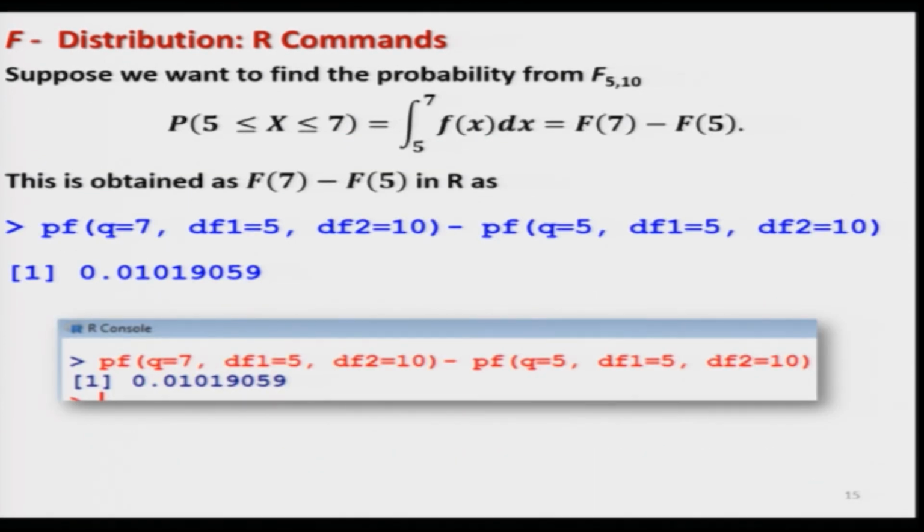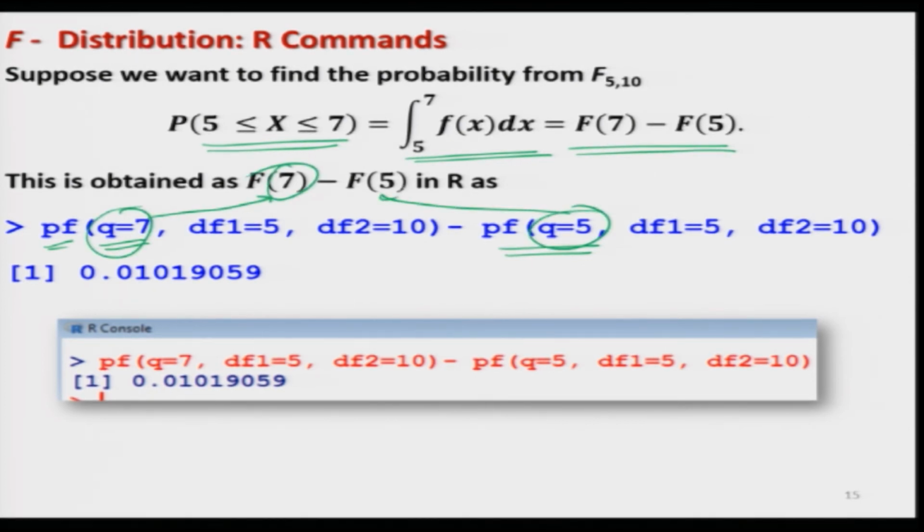And if you want to compute the probability that x is lying between 5 and 7, this can be obtained by the integral from 5 to 7 of f(x) dx, and this can be written as F(7) minus F(5). Both these CDFs can be computed by the command pf with q equal to 7 and pf with q equal to 5. df1 and df2 remain the same. So, this q equal to 7 is coming from here, and this q equal to 5 is coming from this 5. If you execute it, you will get this probability. So, you can see it is not difficult at all in R to compute, and this is the screenshot of the same operation.